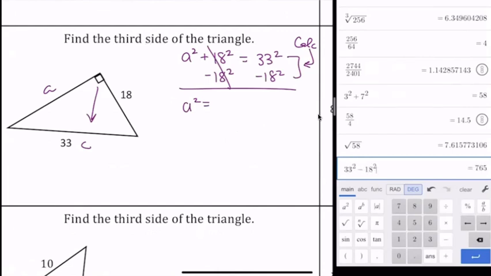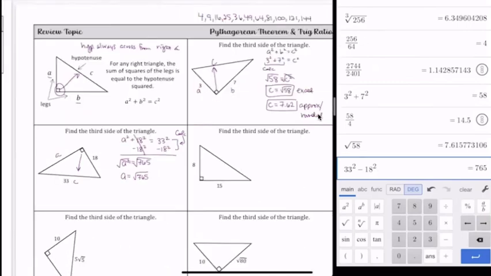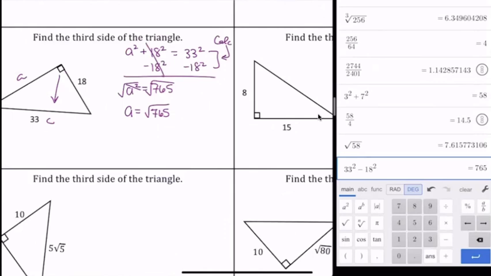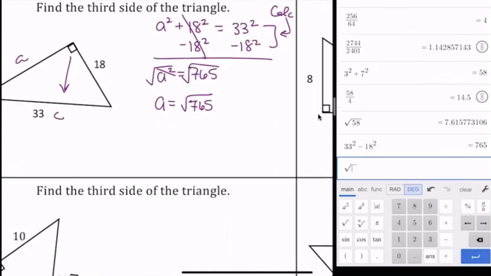And that is 765. Now to get A by itself, take the square root. So A is the square root of 765. I don't know if this is a perfect square. It is much bigger than our list. So I'm going to Google it. I'm going to type it in my calculator. There we go. It's not a perfect square.